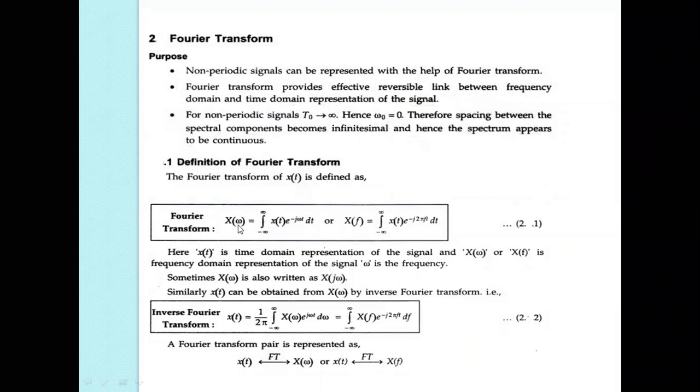The definition you can see is X of omega is equal to this, and in terms of normal frequency X of f, and the inverse Fourier transformation x of t, in the angular frequency and the normal frequency expressions. The Fourier transformation pair is represented as x of t, the input function, applying the Fourier transformation to get X of omega. x of t is the input function.